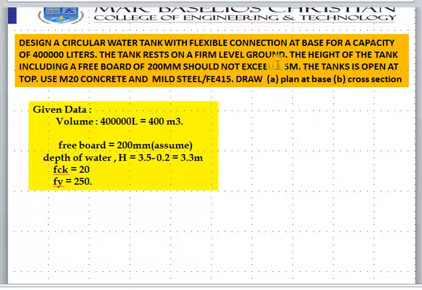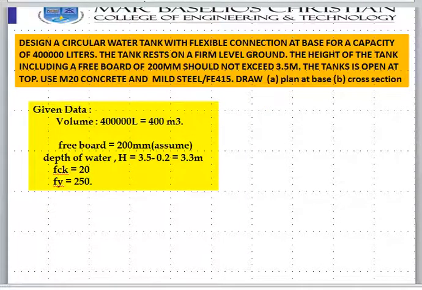So these are the questions. The only three things we need to note down are what is given here. It is the capacity of the tank, which is given, and the tank rests on a firm level ground, meaning the tank is resting on the ground. The height of the tank, including freeboard of 200 mm, should not exceed 3.5 meters. So when I say the height, they are talking about the inside height. It should not be more than 3.5 meters, including the freeboard.